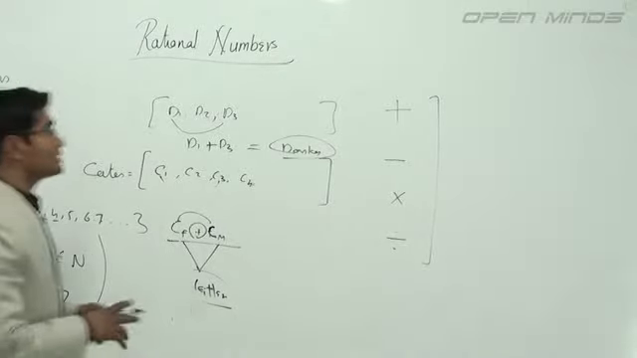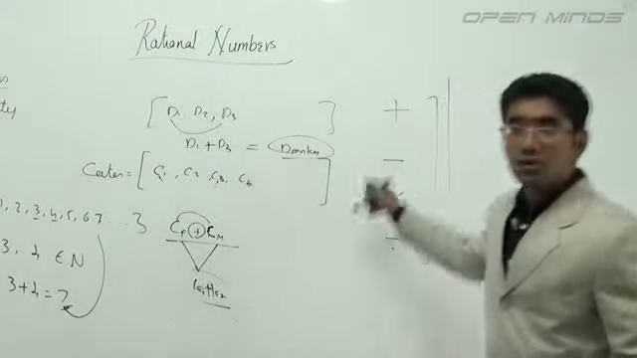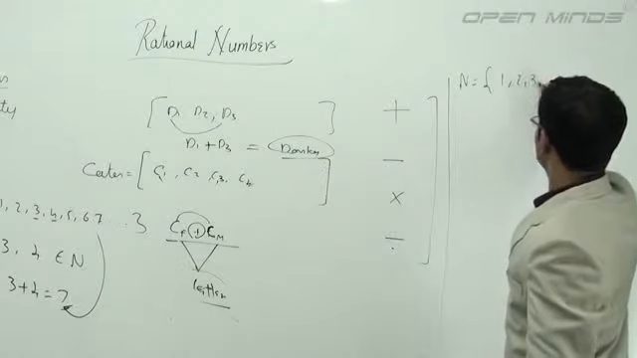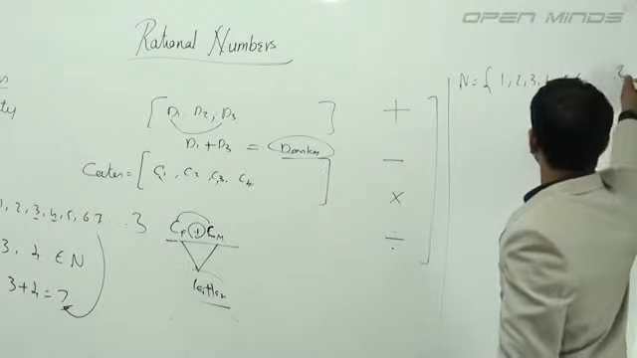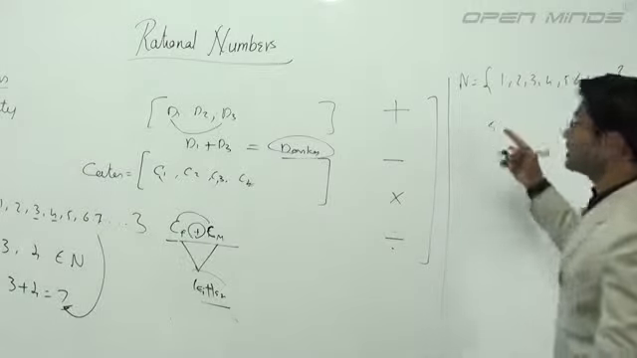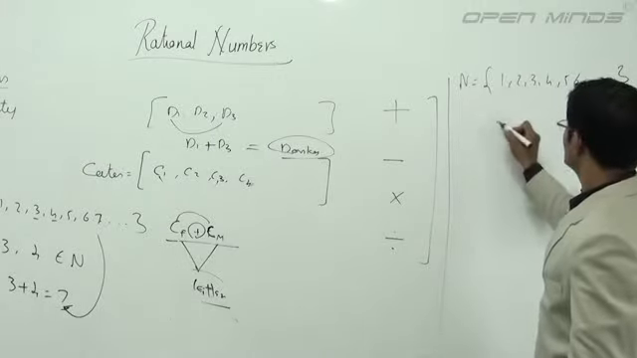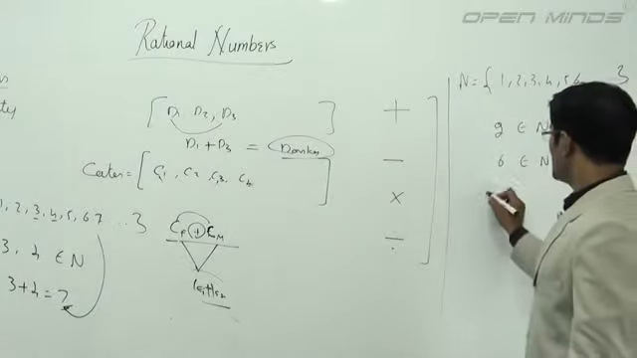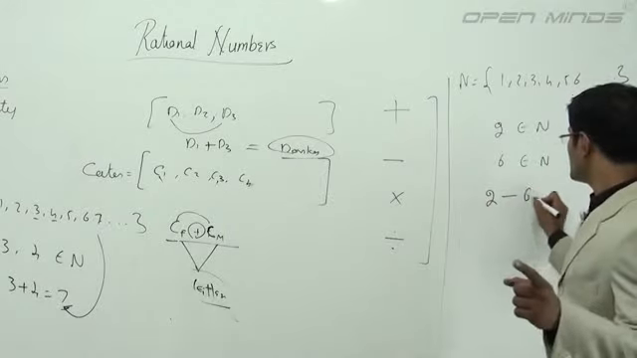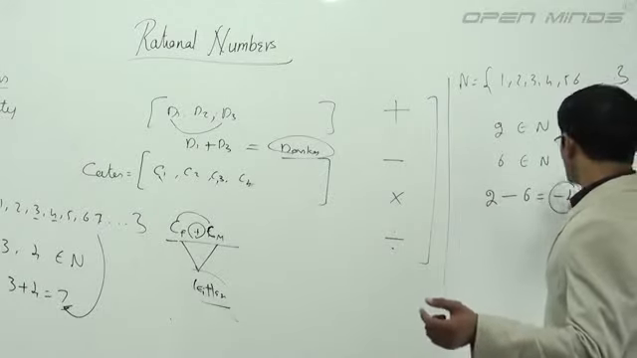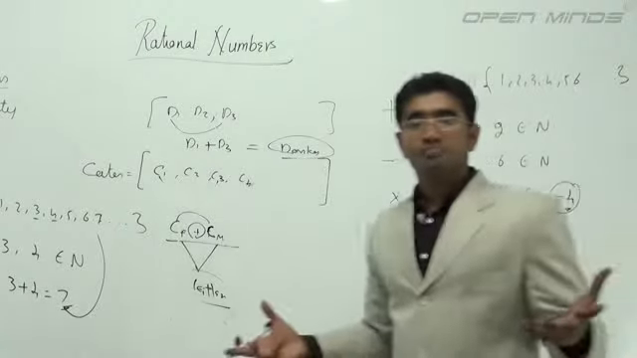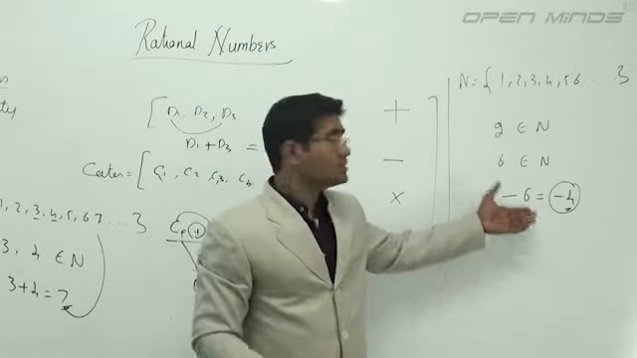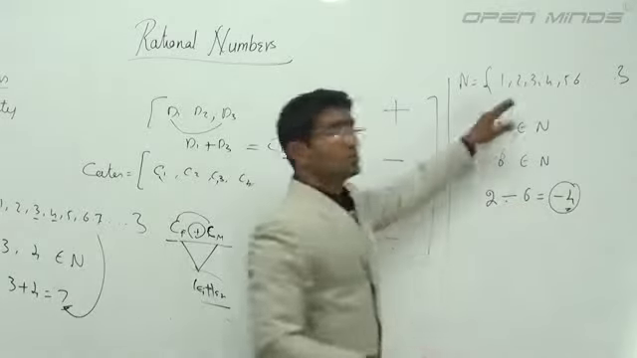Now let's talk about when closure is not satisfied on natural numbers. Let's talk about another operation called subtraction. Let's take the same set N: 1, 2, 3, 4, 5, 6, like that. Let's take 2, which belongs to natural numbers, and 6, which again belongs to natural numbers. Now I'm doing the operation, this time subtraction. What is 2 minus 6? 2 minus 6 is minus 4. Do you think there is minus 4 in this set? No. Minus 4 does not belong to the set N. So this operation, subtraction, is not closed under natural numbers.